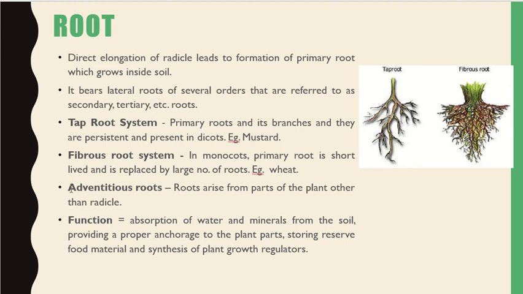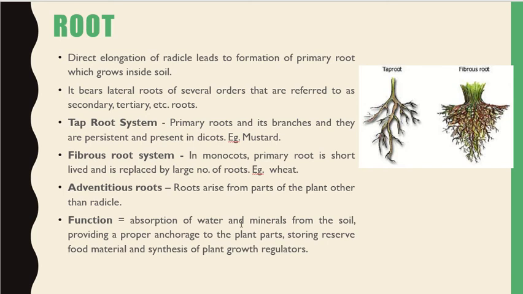Now the third type is adventitious roots. Basically, these are the roots which arise from parts other than the radicle. So the taproot system and fibrous root system basically arise from the radicle, and the adventitious roots basically arise from the parts other than the radicle.